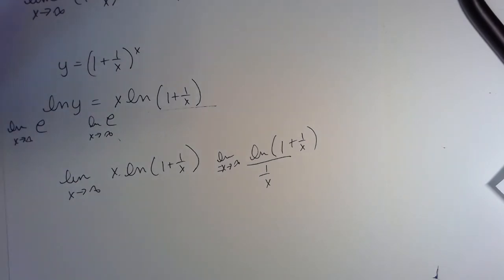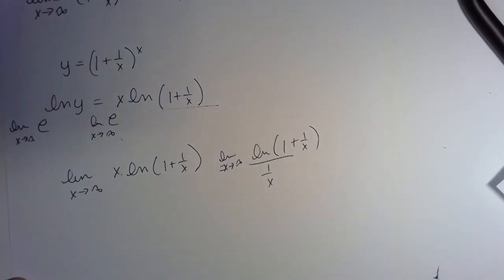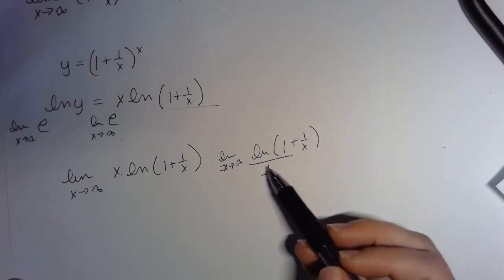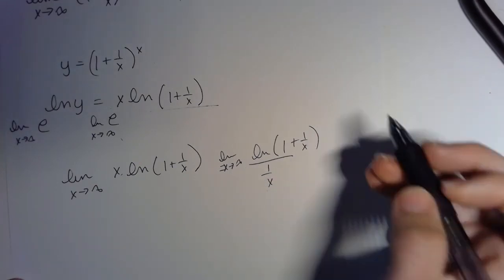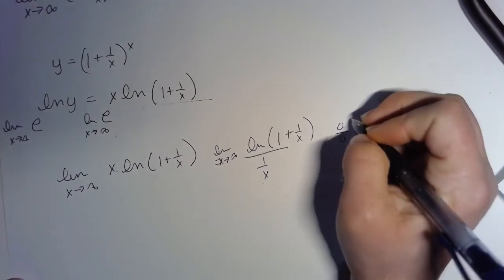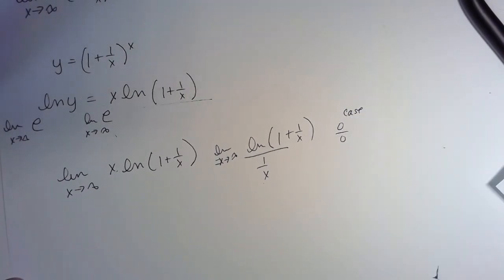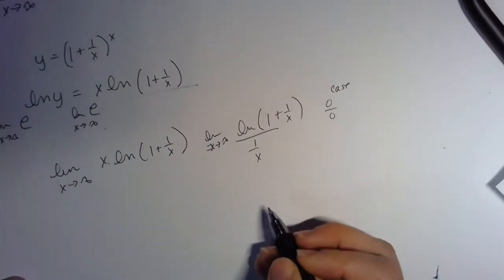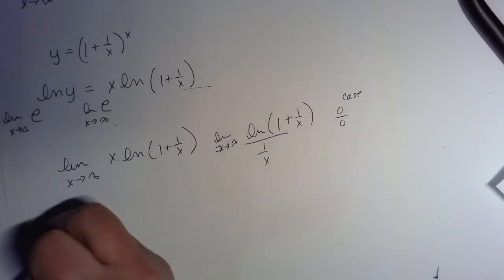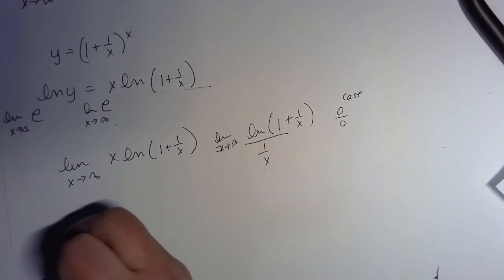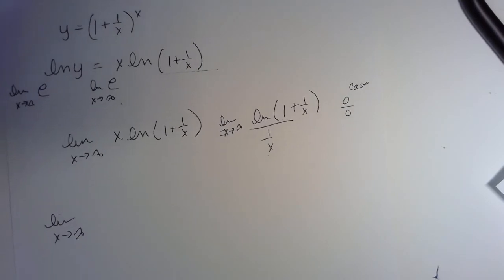So I have a 0 over infinity case, but we're going to proceed. Actually, no, I'm sorry, we have a 0 over 0 case, because when I put in infinity here, I get 0 over 0. So we're going to take the derivative of the top and the bottom. Now this gets a little bit messy.